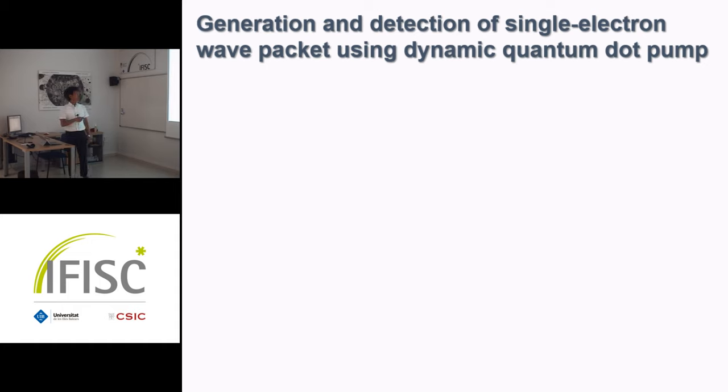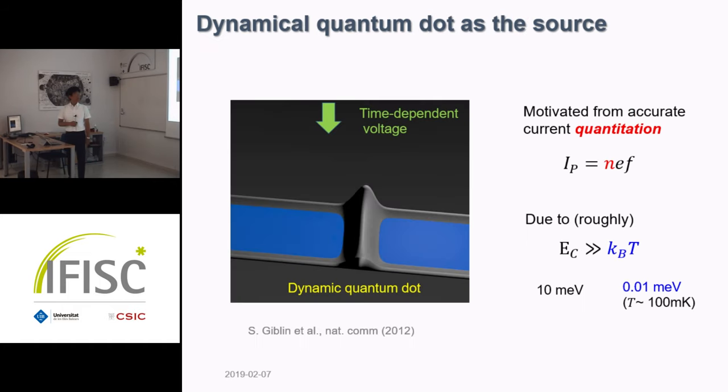And I will talk about my contributions related to this subject. My main contribution is that we can generate a single-electron Gaussian wave packet. I'm especially interested in the single-electron source realized by dynamical quantum dots. Here is the schematic mechanism of this device. We form a dynamical quantum dot in the two-dimensional electron gas. By modulating the potential barrier with a time-dependent gate voltage, we first capture an electron into this dynamical quantum dot and then emit it to the other side, the reservoir.